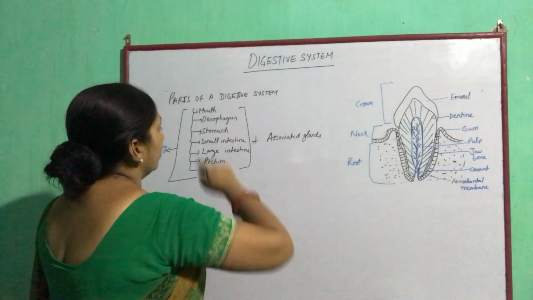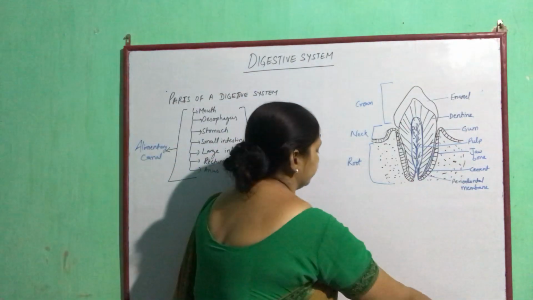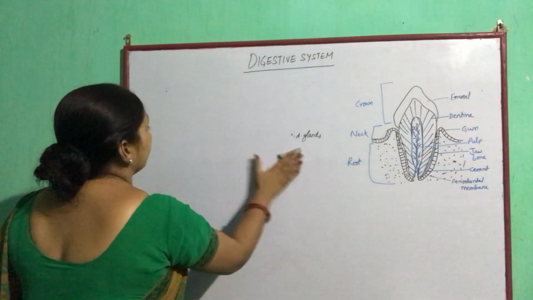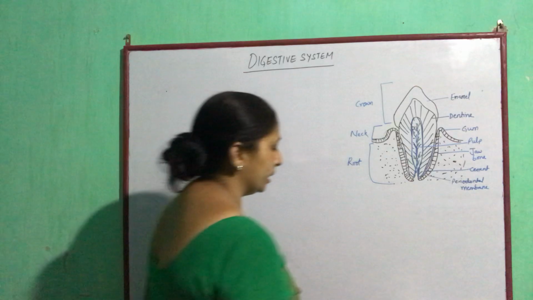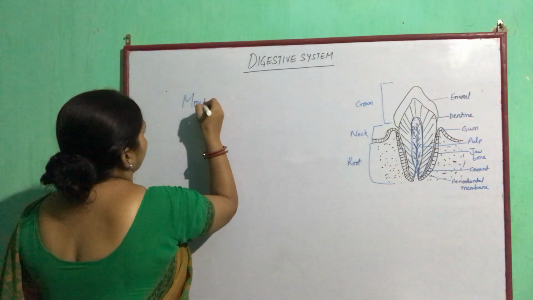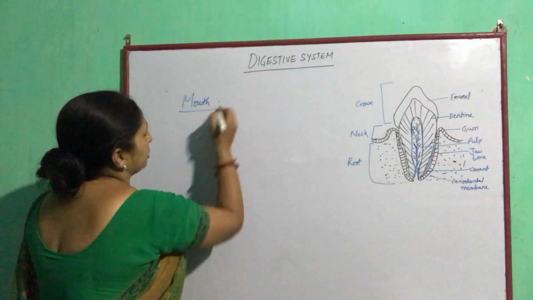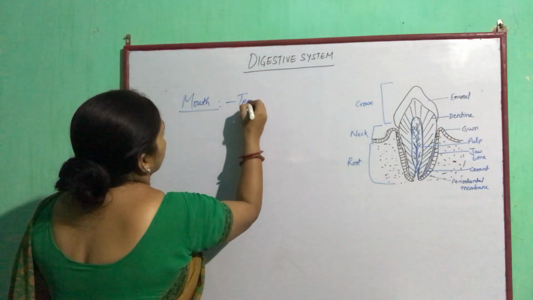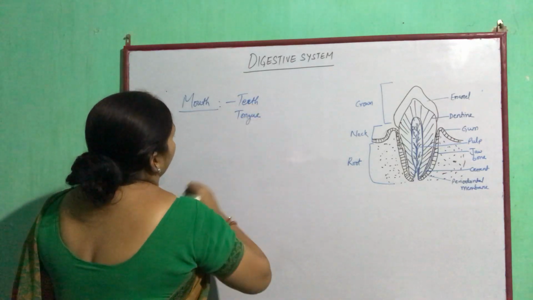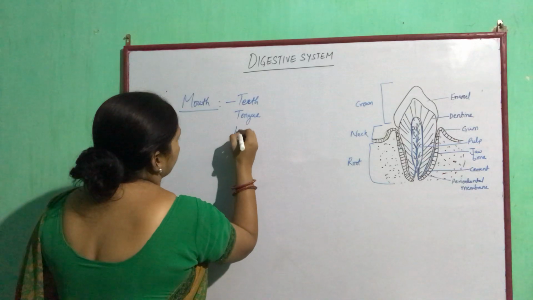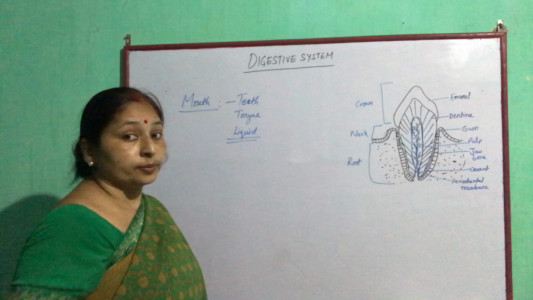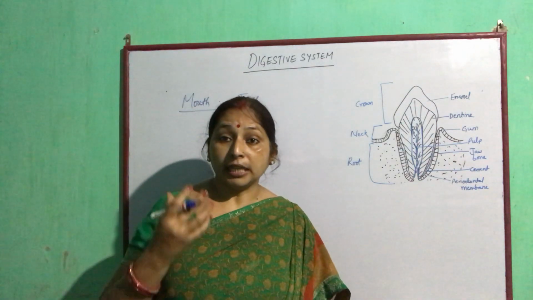We'll study the mouth and the esophagus only. So let's start with the first two parts of the alimentary canal. In the alimentary canal, the first part is the mouth. The structures that you can observe in the mouth are teeth, tongue, and one more thing, a liquid. What is this liquid? I'll explain that. First is the teeth.